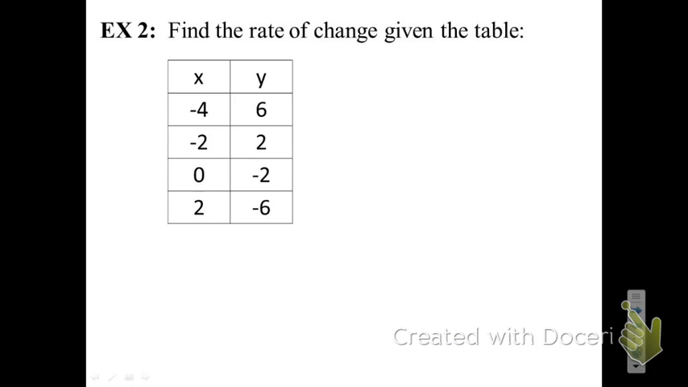Okay, another way to find slope is if you're given a table. What we're going to do is find out how these change. From negative 4 to negative 2, you have to add 2. From negative 2 to 0, you add 2 again. And then from 0 to 2, we add 2. So then we look at our y values. How are these changing? From 6 to 2, you're subtracting 4, or adding a negative 4. From 2 to negative 2, you're subtracting 4, and from negative 2 to negative 6, you're subtracting 4.